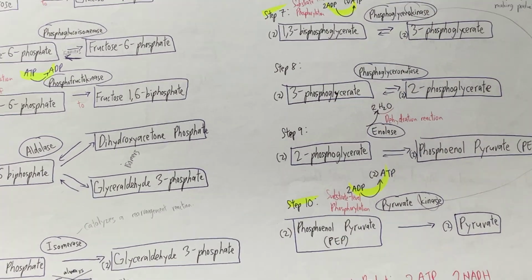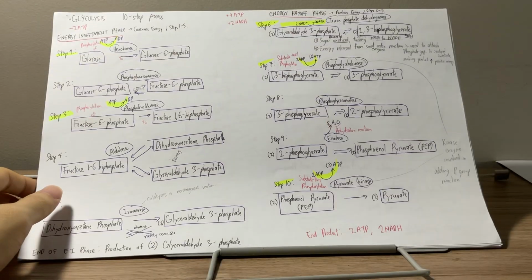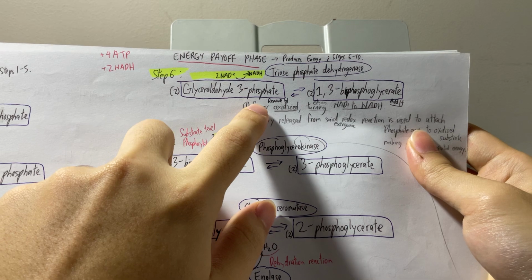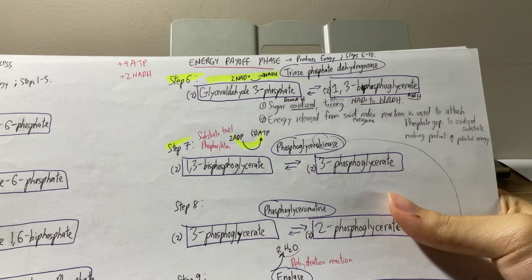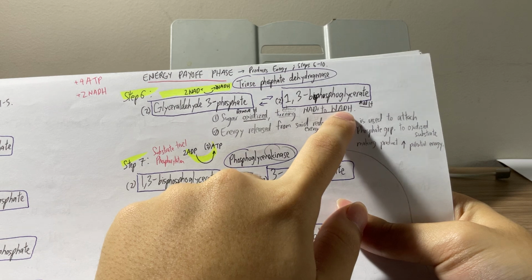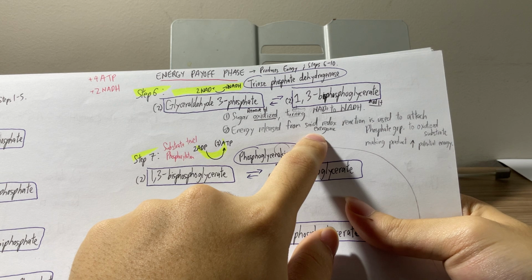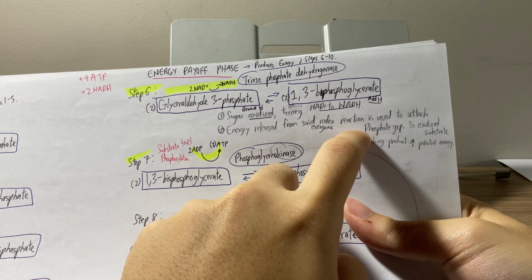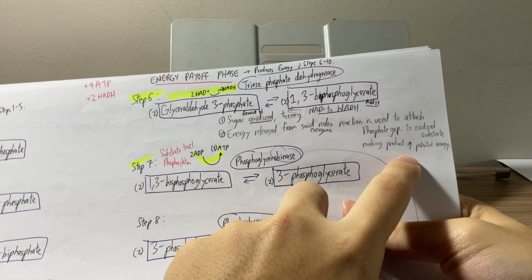What does this say? Remove what? Not sure what this means. Okay, so sugar is oxidized, turning NAD+ to NADH. Energy is released from the said redox reaction. Energy that's released from the redox reaction is used to attach the phosphate group to the oxidized substrate, making the product increase potential energy.